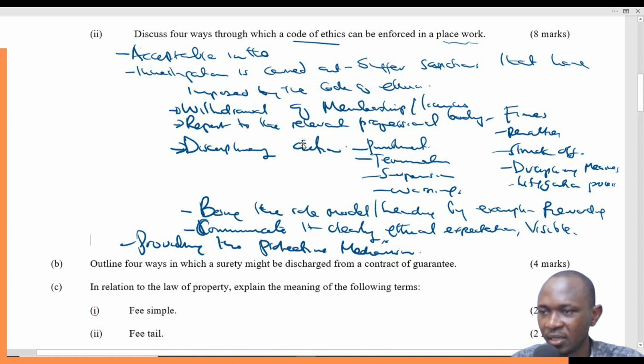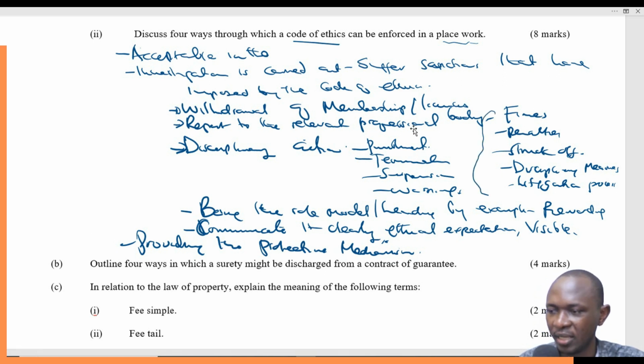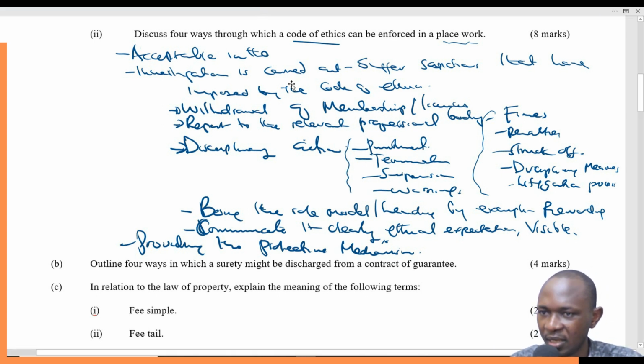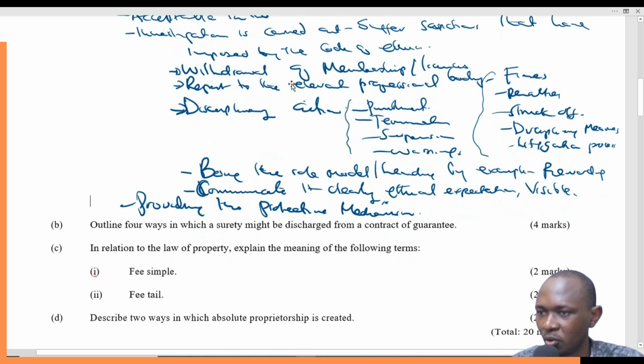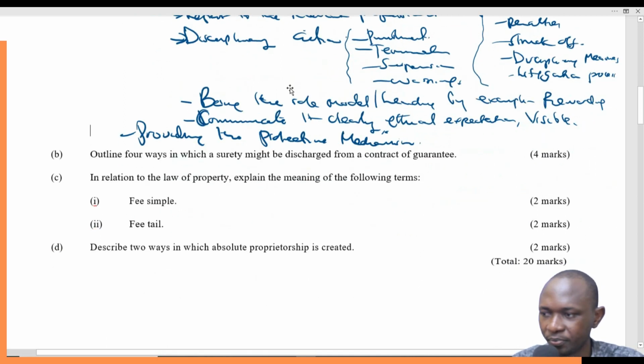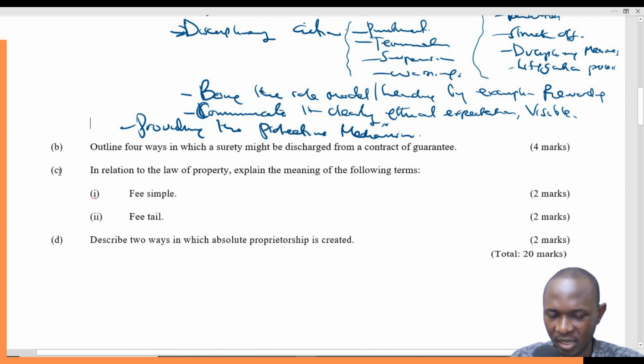So I think we have mentioned quite a number, both positive and negative ways of ensuring that we enforce the code of ethics. These ones will end up punishing the person who has gone against, but we've also looked at the positive ways. So just pick any that you will be comfortable with, and you can push them to the next level.